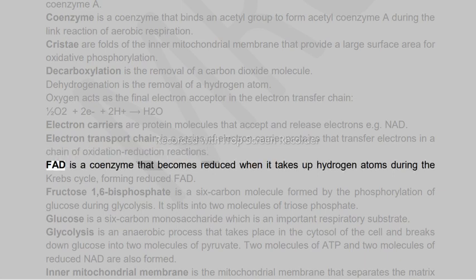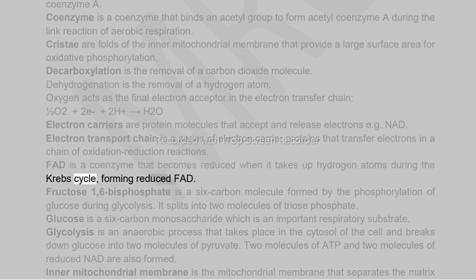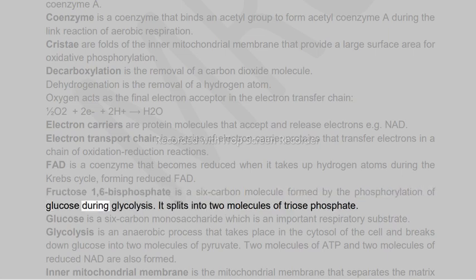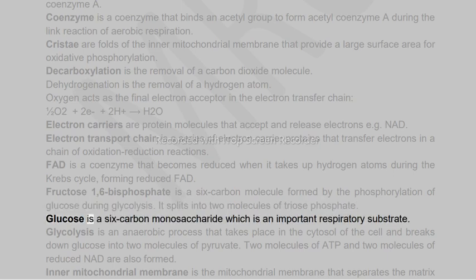FAD is a coenzyme that becomes reduced when it takes up hydrogen atoms during the Krebs cycle, forming reduced FAD. Fructose 1,6-bisphosphate is a 6-carbon molecule formed by the phosphorylation of glucose during glycolysis. It splits into 2 molecules of triose phosphate. Glucose is a 6-carbon monosaccharide, which is an important respiratory substrate.